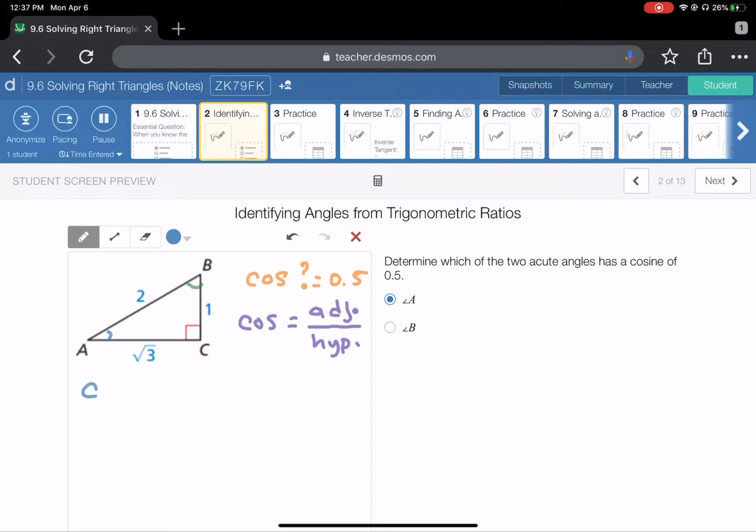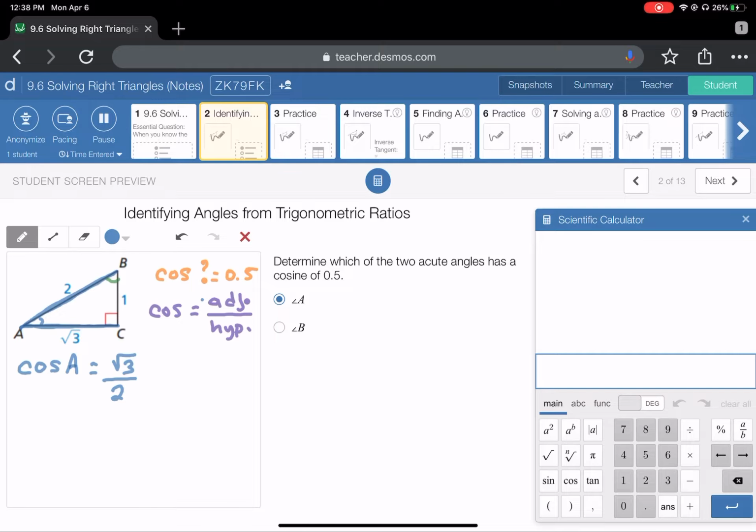What if we have cosine of A, and we need that to be equal to 0.5, or 1 over 2, but we have to follow the rule of cosine. So we're going to do adjacent, which in this case is square root of 3, over the hypotenuse, which is 2. So I have square root of 3 over 2. Now, is that 0.5? It's not going to be, but let's verify that.